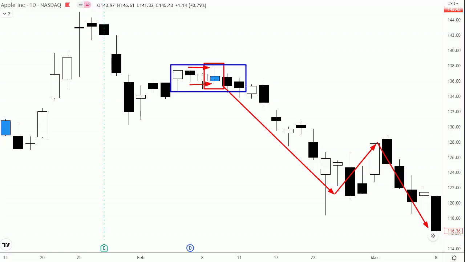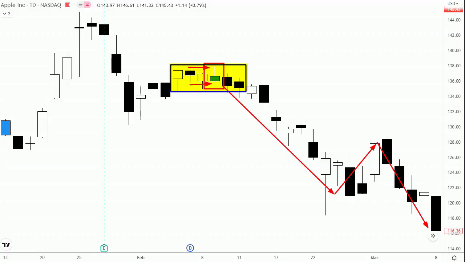Now, one of the questions that I get all the time, and it's a great question, is to say, okay, so we're going to buy or sell within this consolidation. Well, Barry, how do I know whether I should buy or sell? How do I know which way it's going to go? Because right now it's just consolidating. And that is an excellent question.